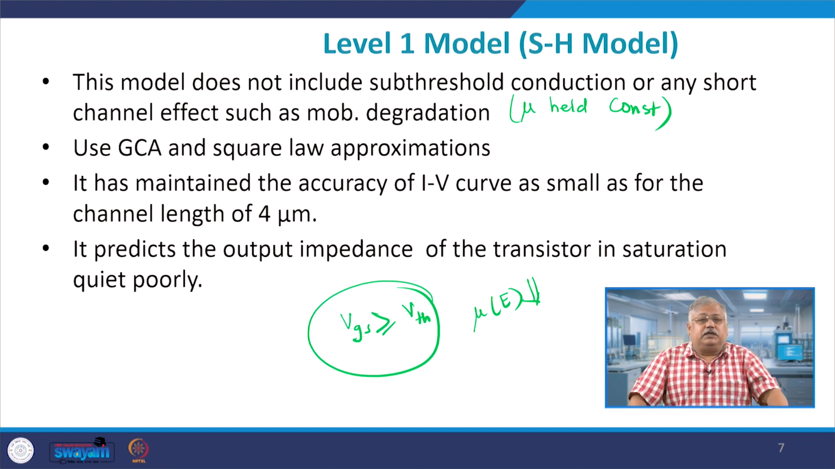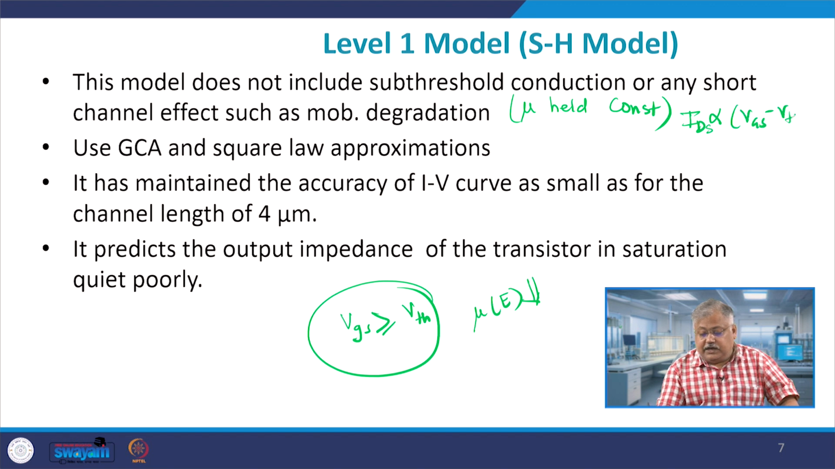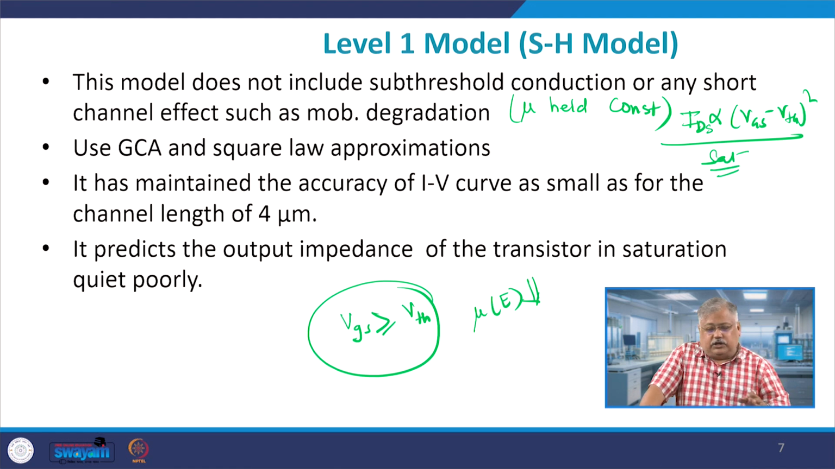Square law approximation is, if you remember, ID was proportional to VGS minus VTH whole square in saturation. So, IDS was proportional to VGS minus VTH whole square in saturation, and that is basically the square law which holds. The typical channel lengths where this GCA is applicable are anywhere between 10 to 4 micron, or even less than that, even 2 micron, 2.5 micron channel lengths, you will be able to see actual IV characteristics and the simulated IV characteristics very close to each other.